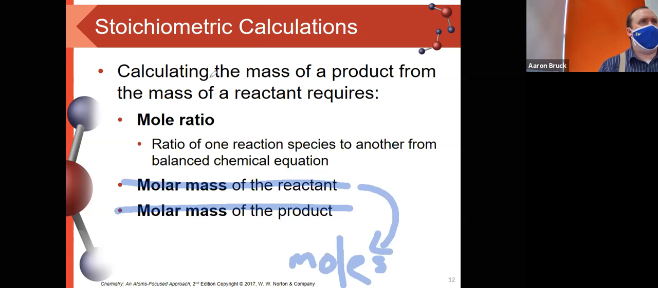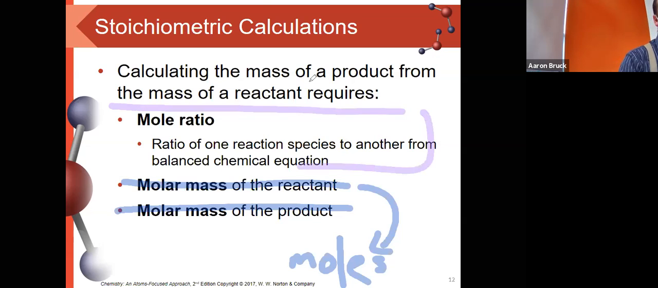And then we threw in a little bit of a wrinkle on that from chapter 7 with the calculation of empirical formulas and mass percents. Well, now the only thing that's different is that we've got to incorporate this concept of a mole ratio. The mole ratio concept just tells us that if I have a balanced chemical equation, it is going to tell me what the relationship is between my variables, between my compounds.